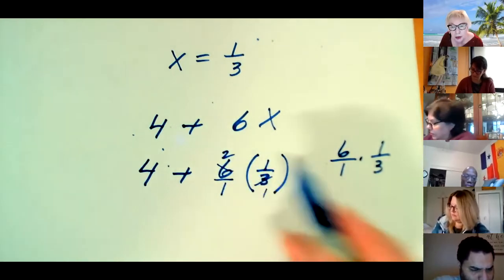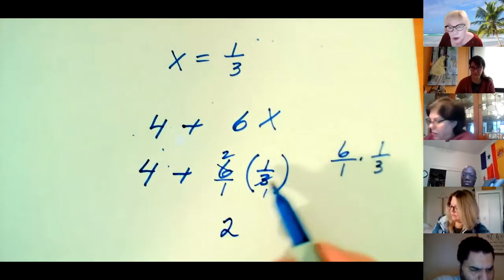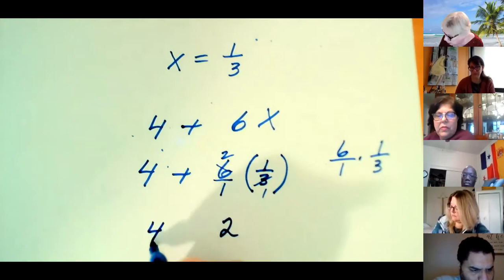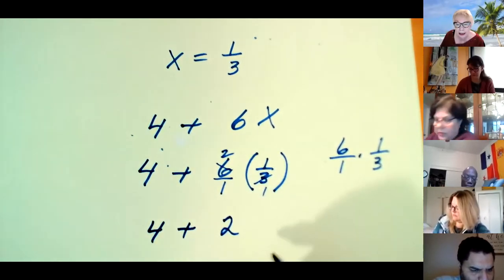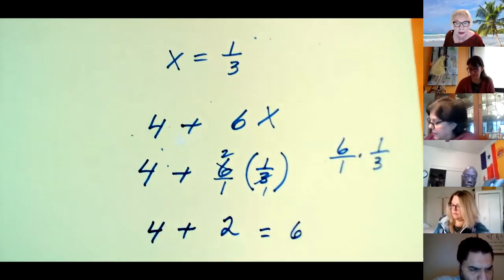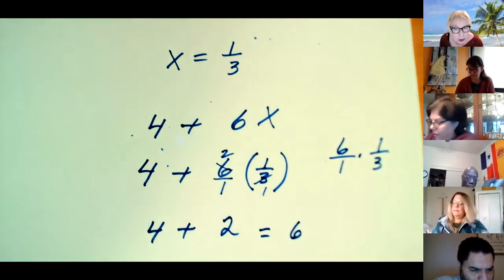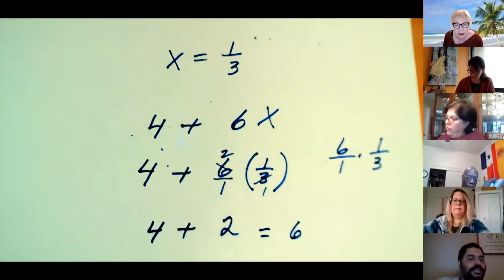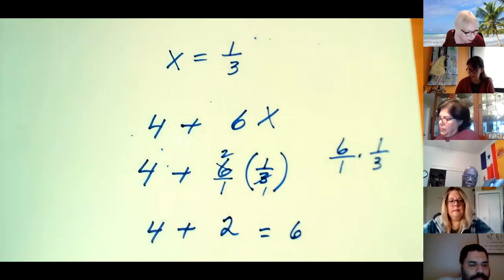But then 2 times 1 is 2. So this whole mess is 2. This was 4. This is add, answer 6. So don't panic just because you see a fraction, who cares? Chances are it'll work out pretty nicely.